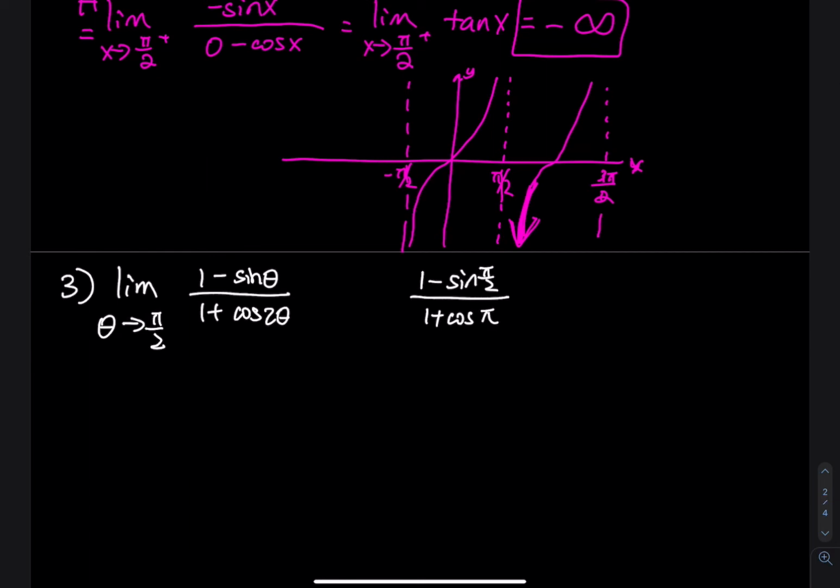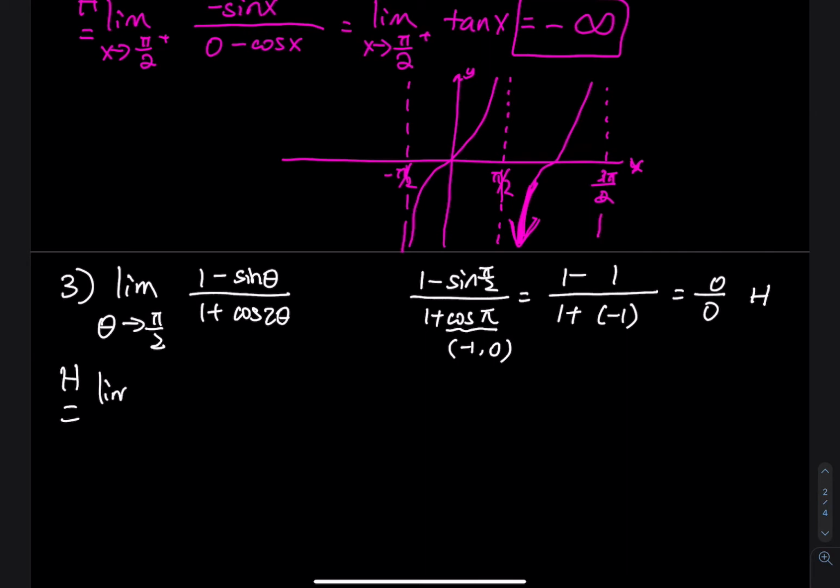So at pi over 2, the y coordinate is 1, and then cosine pi, the coordinate of pi is here. The coordinate of pi is x equals negative 1, y equals 0. So that will be 1 plus negative 1. Then this will be 0 divided by 0. Then L'Hopital's rule is applied. And then you apply the rule.